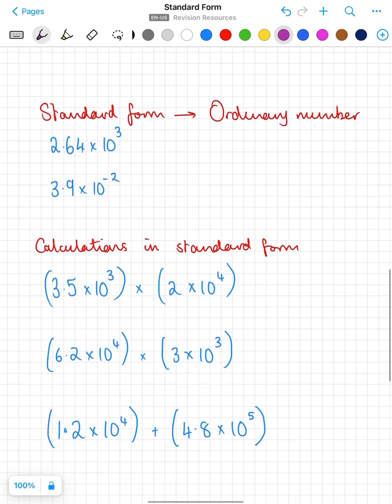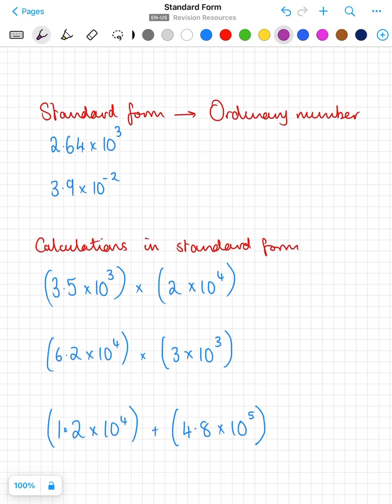Now converting standard form into ordinary numbers. There are a few different ways to do this. So 2.64, here was our original decimal. Now it's a power greater than 1, so we know we're going to have a bigger number. So we have 2.64, and that's 1, 2, 3 jumps. So our decimal would go here. Therefore our final answer is 2,640.